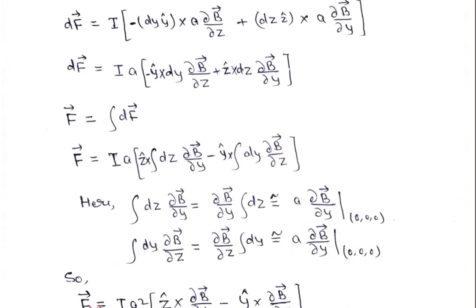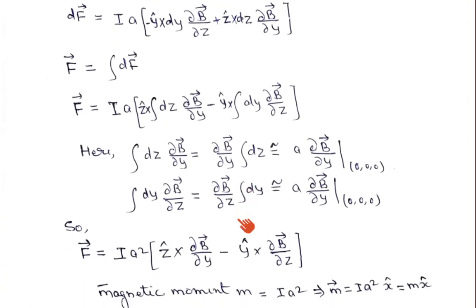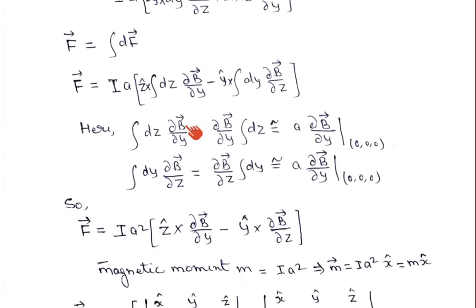If you put that in, what will we get? Again a is there, so this a will be taken out common, so that IA squared will be there. IA squared, z unit vector cross product del B upon del y, minus y unit vector cross product del B upon del Z. So this will be observed. How have I taken this? This a will be multiplied here, and in place of this value, that is what I am saying.